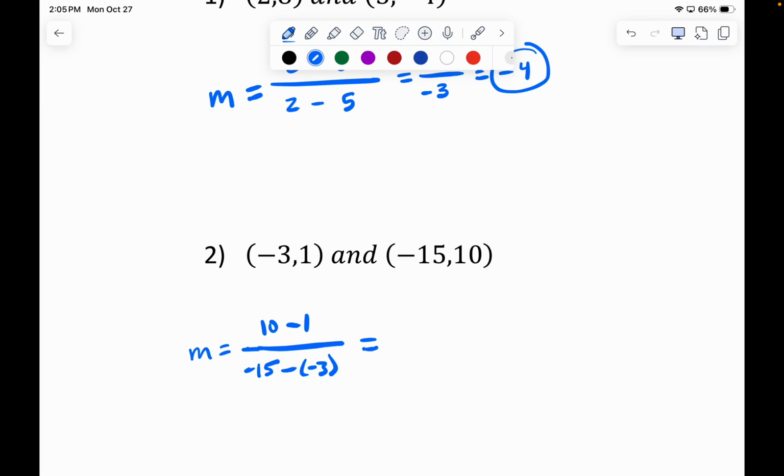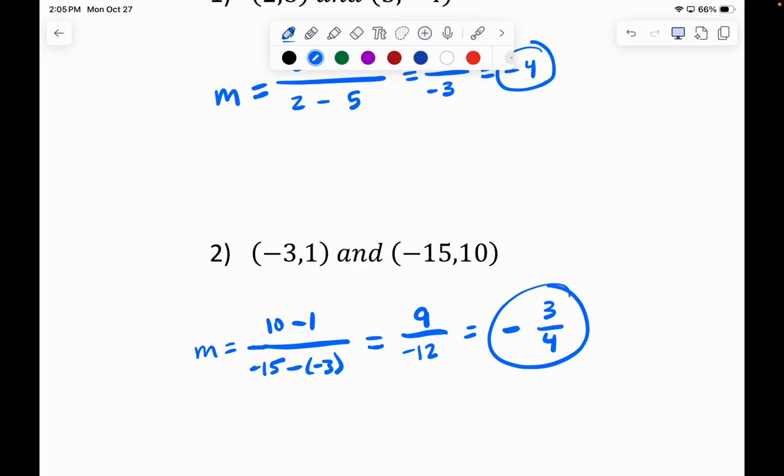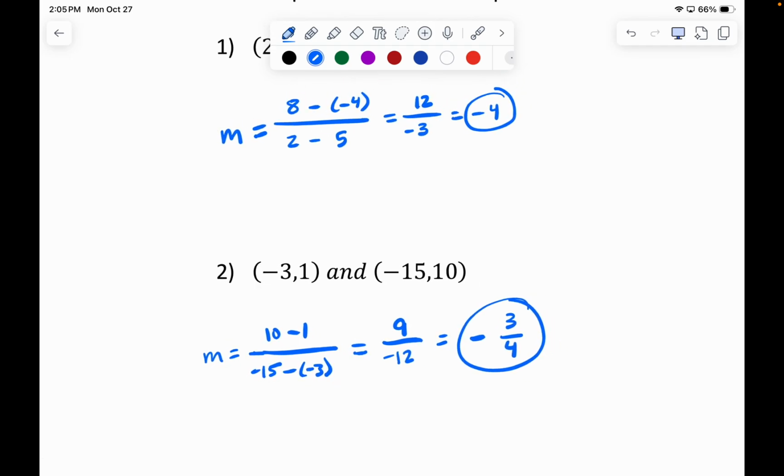So at least one part is easier, right? Because I can choose it to be that way. 10 minus 1 is 9. That's easy. What's negative 15 minus negative 3? It is negative 12 for a few of you that said that. What does 9 over negative 12 reduce to? 3 over negative 4. Since one number is negative, I'm just going to say negative 3/4. Okay, and again, you have to reduce them, otherwise they will get counted wrong. That will be important as we move through the chapter, to make sure that it is reduced.